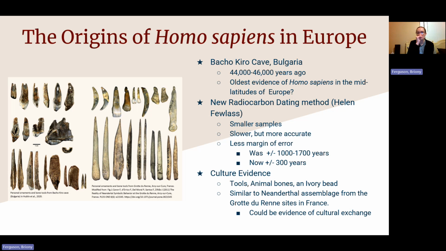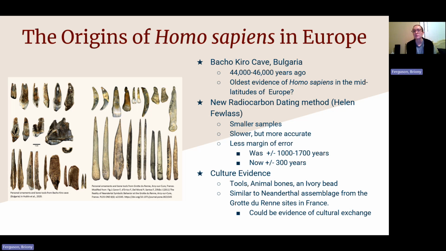So we start to see the origins of Homo sapiens in Europe. It was typically thought around 40,000 years ago. Recently, there was a site discovered at the Bachokiro cave in Bulgaria, and radiocarbon testing for this cave indicates that there were Homo sapiens there about 44 to 46,000 years ago, which revises our timeline a little bit. It is the oldest evidence of Homo sapiens in the mid-latitude areas of Europe.